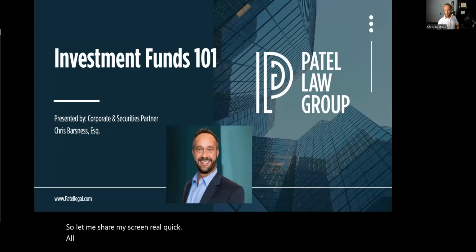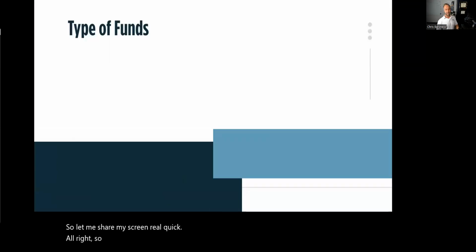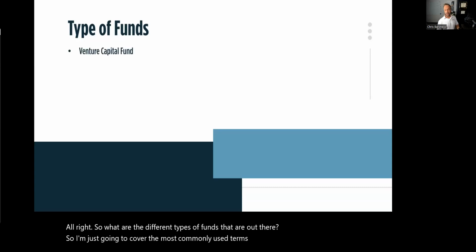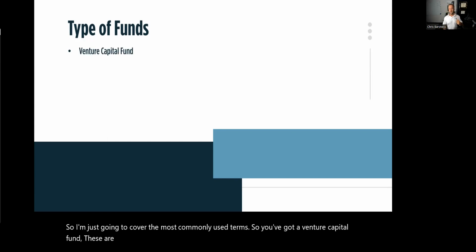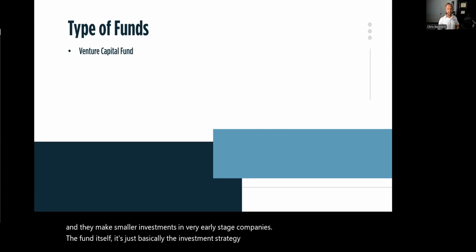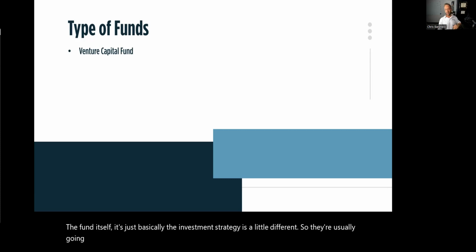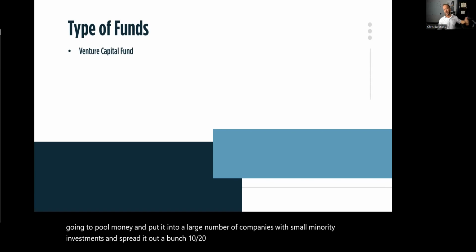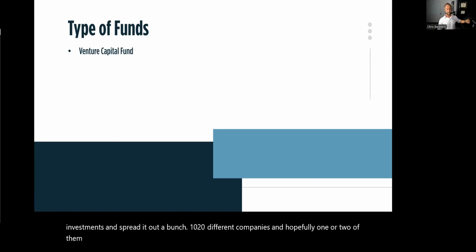All right. So what are the different types of funds that are out there? So I'm just going to cover the most commonly used terms. So you've got a venture capital fund. These are typically funds where venture capital investors put their money in and they make smaller investments in very early stage companies. The fund itself, it's just basically the investment strategy is a little different. So they're usually going to pool money and put it into a large number of companies with small minority investments and spread it out a bunch, 10, 20 different companies, and hopefully one or two of them turn out big.